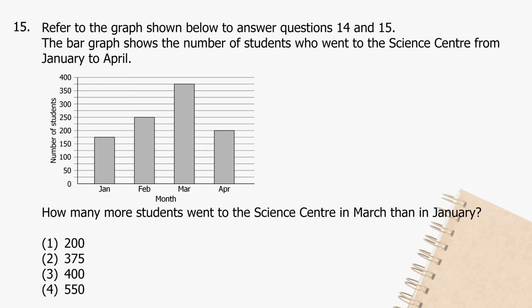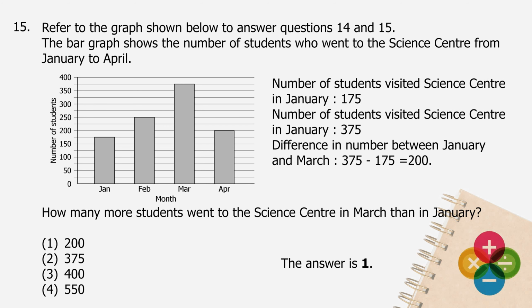Question 15. How many more students went to the Science Center in March than in January? The number of students who visited the Science Center in January will be 175. The number of students who visited the Science Center in March will be 375. The difference in number between January and March will be subtract 175 from 375, and the difference is 200. The answer is 1.